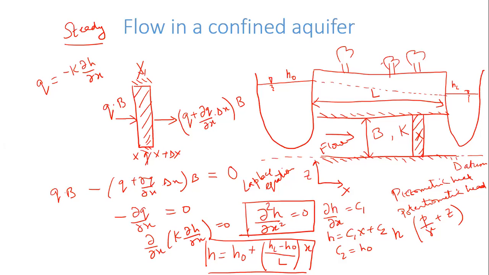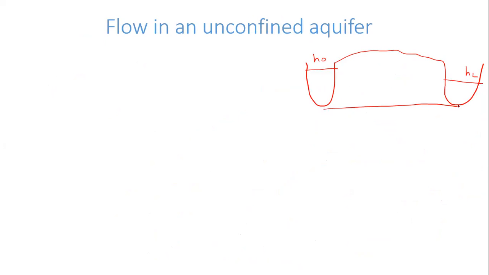All right. So now we'll do the exact same thing for an unconfined aquifer. In the unconfined aquifer, there's one additional level of complexity that is introduced. I'm going to try to do it quickly now because we only have about 10 minutes left. So let me try to draw it quickly. So I have a river on one side. I have the land surface. I have the other river on the other side. Same story. H0 on one side. HL on the other side. Then I have the bottom of the unconfined aquifer.